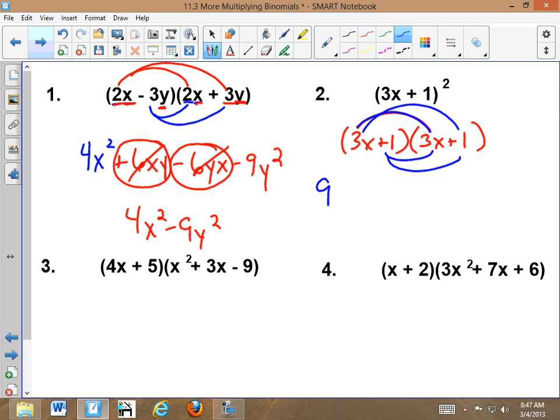3 times 3 is 9. How many x's do I have here? X squared. 3x times 1 is plus 3x. 1 times 3x is plus 3x. 1 times 1 is plus 1. 9x squared plus 6x plus 1 is my answer.